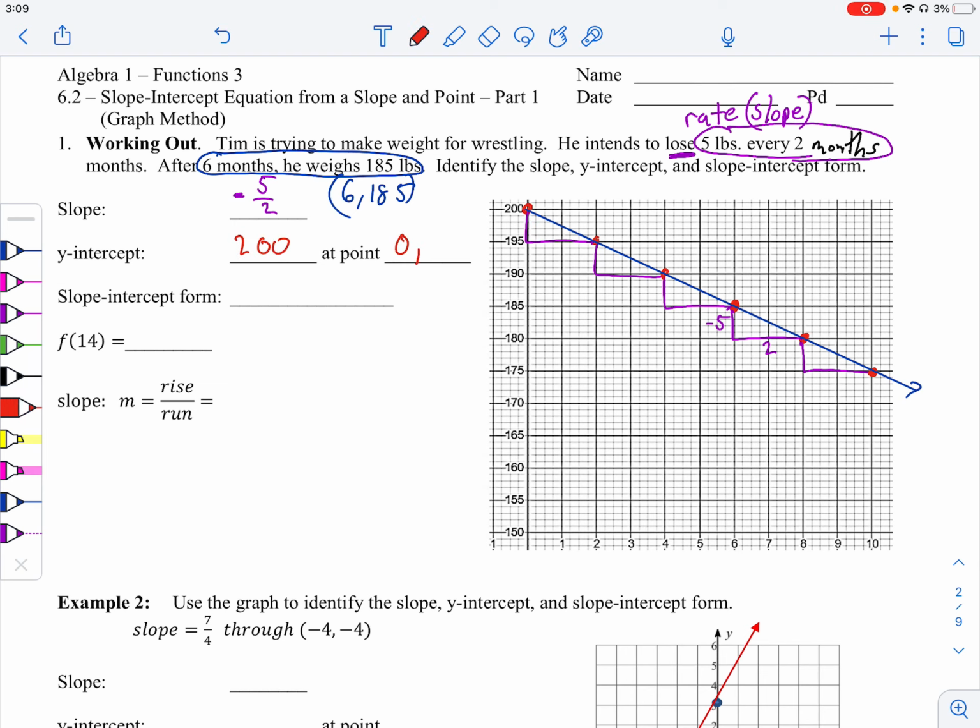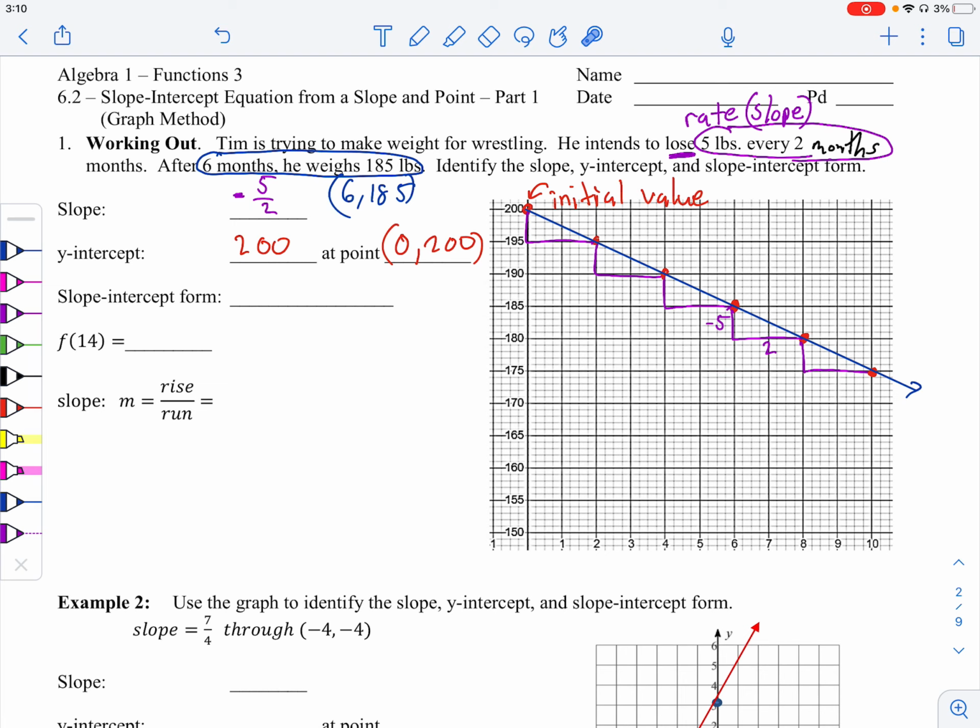So (0, 200). Why is that important? Because we started at 200 pounds. That's our initial value, 200. So we started at 200 pounds and lost 5 pounds every 2 months, and you can tell a pattern. So after 10 months, you should weigh 175.